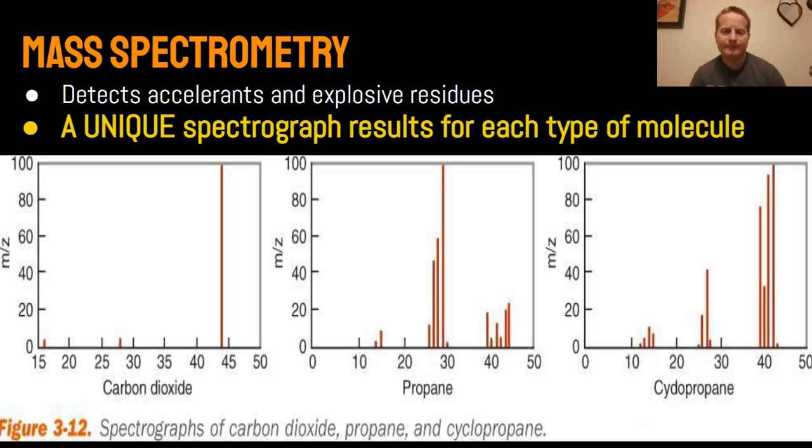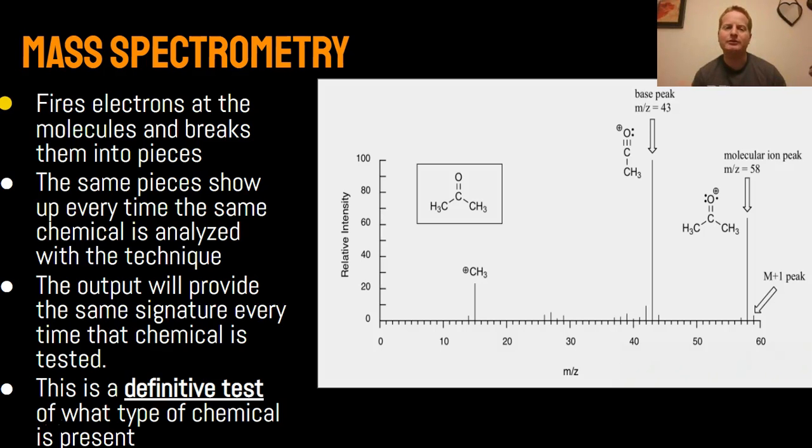So how does that work? We don't want to go into too much detail, but just to give you a little bit of background, essentially we take the chemical, in this case it's acetone, which is nail polish remover, right?